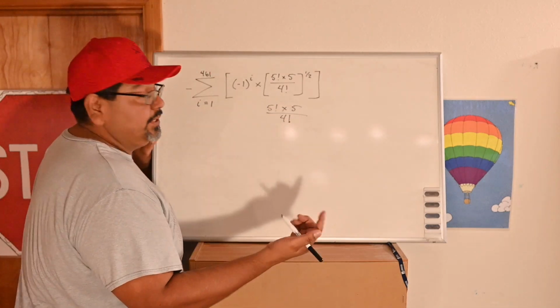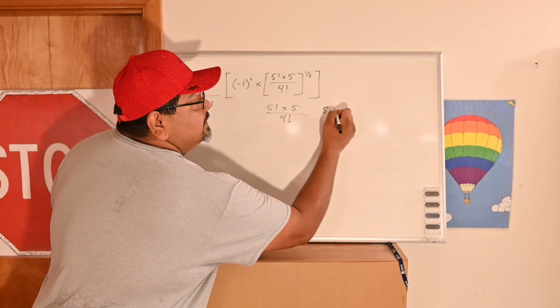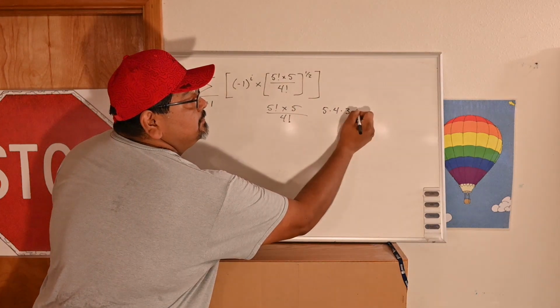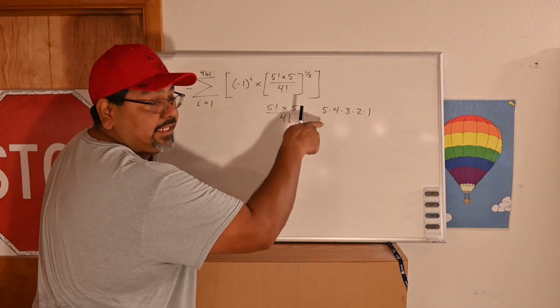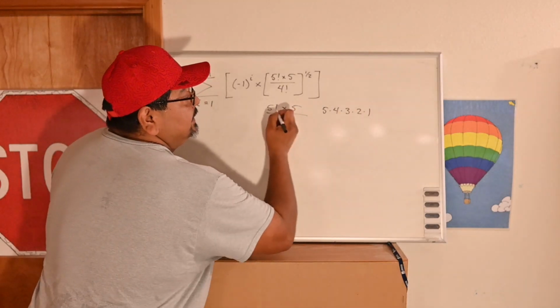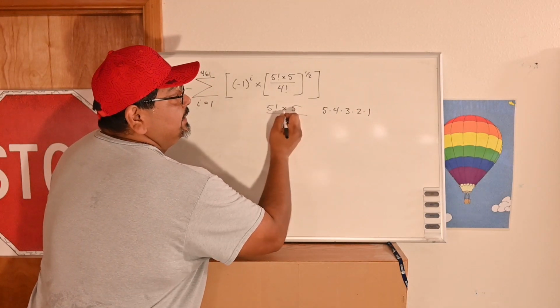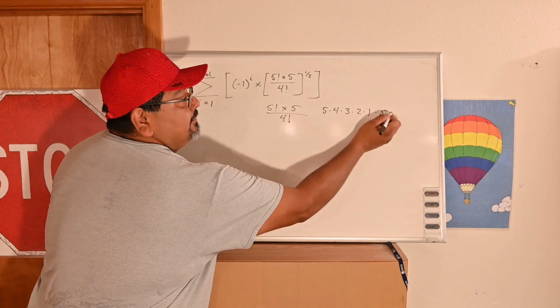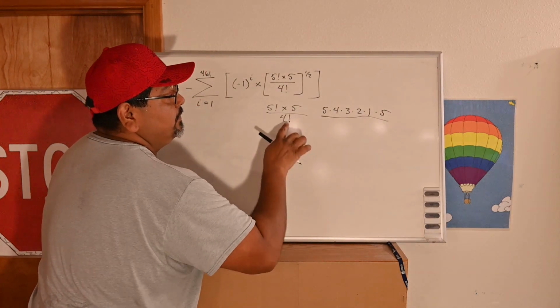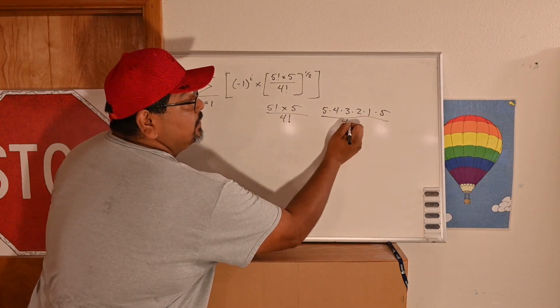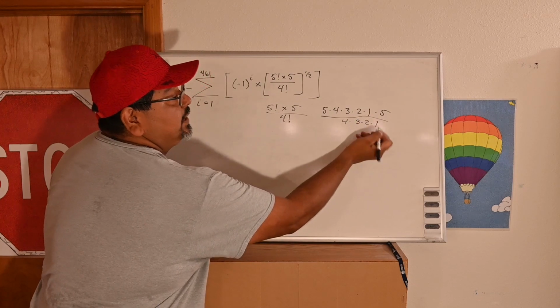It means factorial. That means 5 times 4 times 3 times 2 times 1. And I'm going to use the dot instead of that x. And then that's 5 factorial. And then times 5, all over 4 factorial, 4 times 3 times 2 times 1.